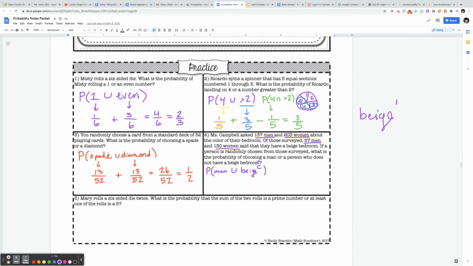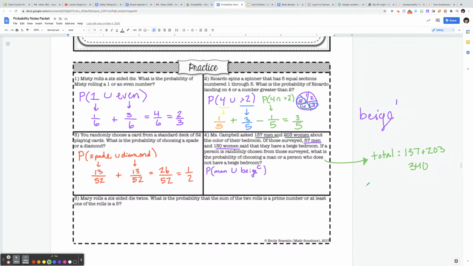So what I'm going to have to do here is figure out a couple of things, because they didn't tell me in the problem exactly how many people don't have a beige bedroom. They only told me how many people do have a beige bedroom. So I'm going to do a little bit of side math over here, in this space. I know there's 137 men and 203 women. I'm going to add those together, 137 plus 203, and that's 340. So I have 340 people total.